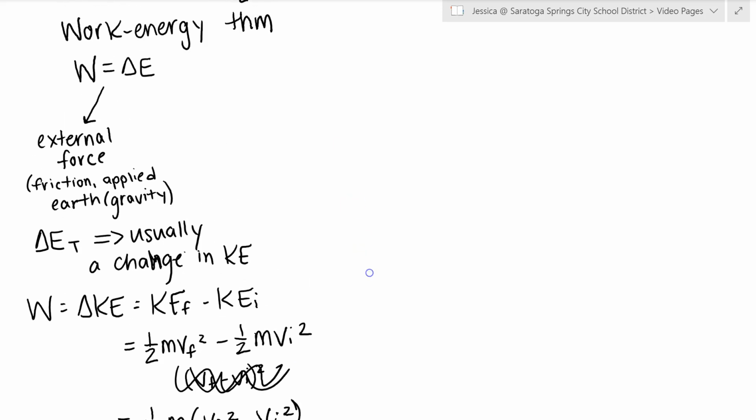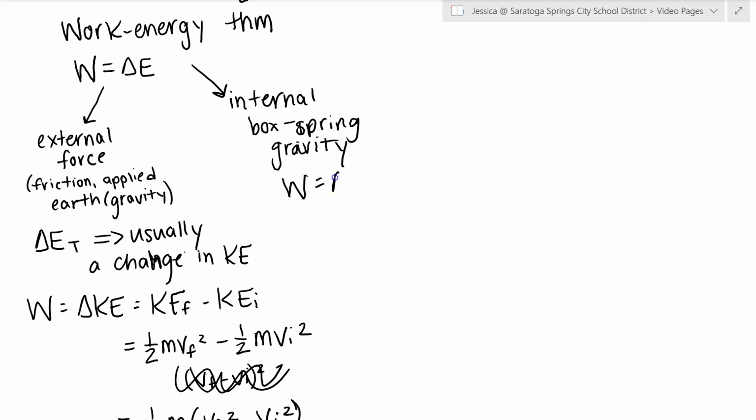Okay. If that work is done by an internal force, okay, so something like a box pushing a spring, or if Earth is in our system, it might be gravity. Okay, the work being done is going to either change the gravitational potential energy or the spring potential energy. But usually our total energy is not going to change. For the most part, the work questions that we're going to see are going to deal with external forces, okay, like friction or something like that.